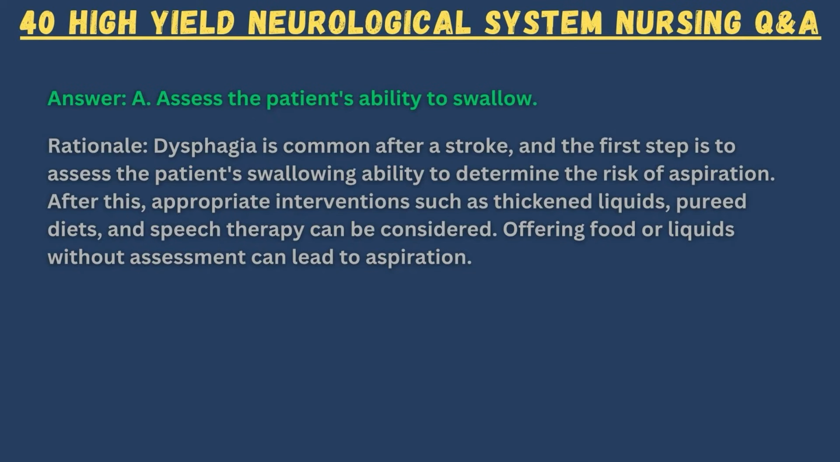Answer. A. Assess the patient's ability to swallow. Rationale. Dysphagia is common after a stroke, and the first step is to assess the patient's swallowing ability to determine the risk of aspiration. After this, appropriate interventions, such as thickened liquids, puree diets, and speech therapy can be considered. Offering food or liquids without assessment can lead to aspiration.